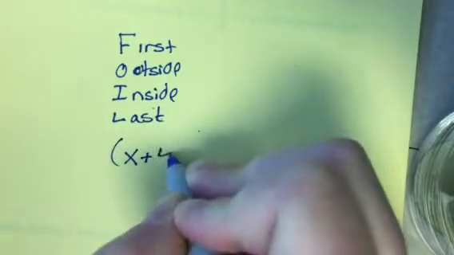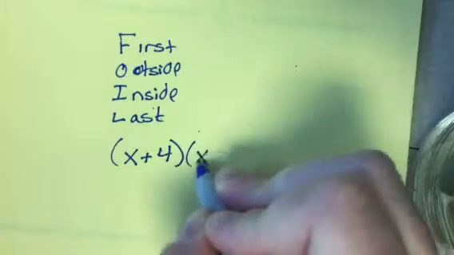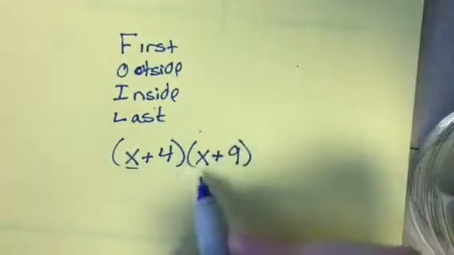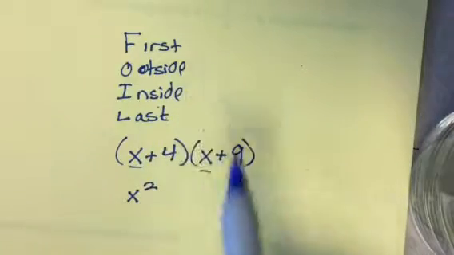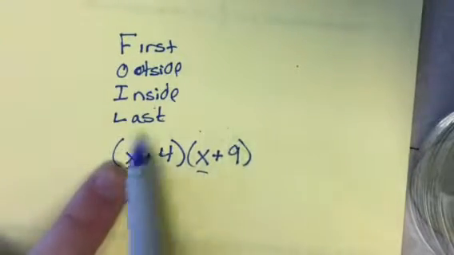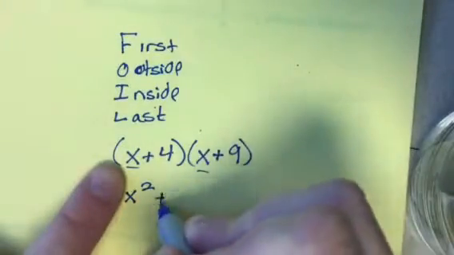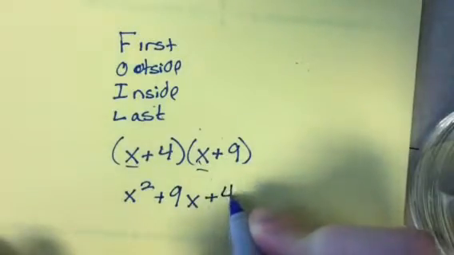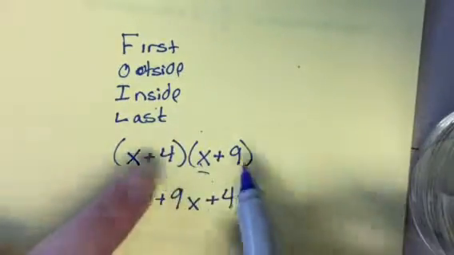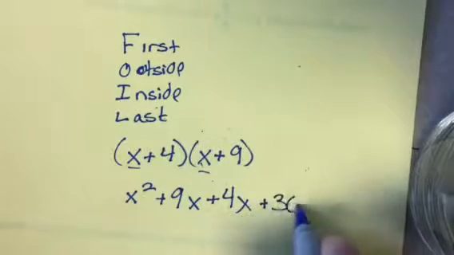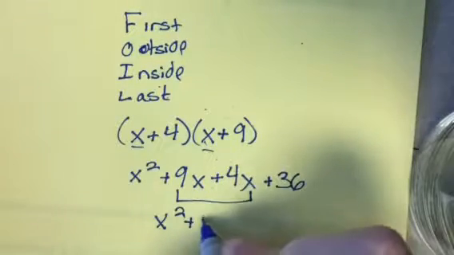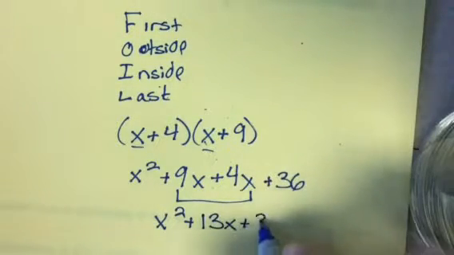So if I have x plus 4, apparently I'm obsessed with x plus 4, times x plus 9, we want to multiply the first terms in each one, which would be x and x. So x times x is x squared. We want to then do the outside terms in each one, which are these, because they're kind of like on the outside if we think of it as a box, plus 9x. The inside, which would be the 4 and the x. And then the last terms of each set of parentheses, which is the 4 times 9, so 36. Again, these can simplify together, and I get x squared plus 13x plus 36.